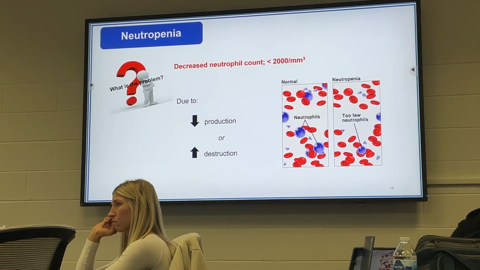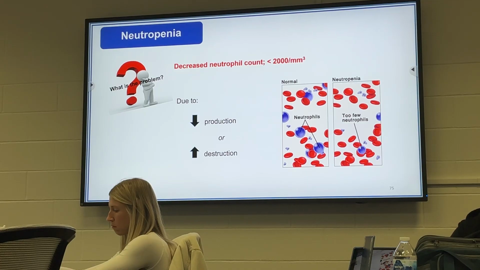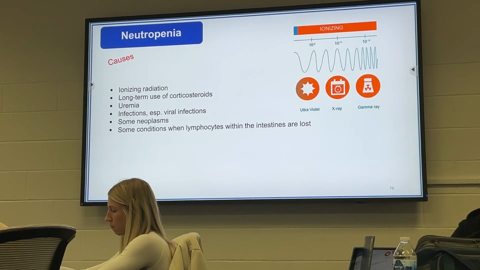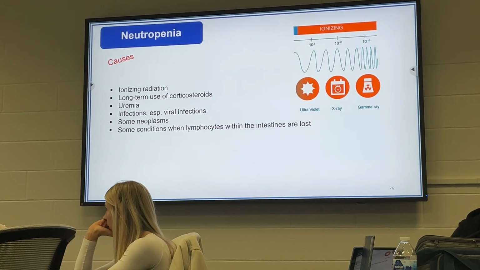Neutropenia, different condition, different day. Neutropenia is a decreased number of white blood cells, as the word says. Lots of things can cause you to have a low white count.